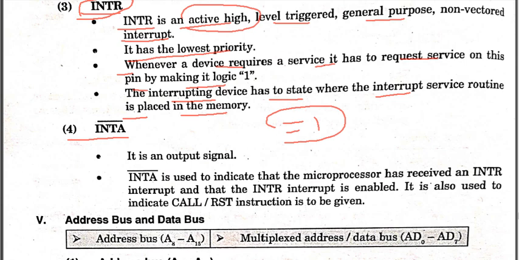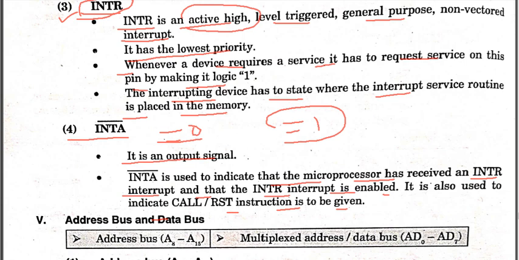Next interrupt is the INTA bar, which is the interrupt acknowledgement. So it is an output signal, and INTA is the active low signal. So whenever INTA is equal to 0, at that time it will work. So INTA is used to indicate that the microprocessor has received an INTR interrupt. जो हमने देखा मीन्स इंटरप्ट रिक्वेस्ट यहाँ पे रिसीव हुआ है, ठीक है, and that the INTR interrupt is enabled. So it is also used to indicate call and restart instruction to be given, ठीक है.